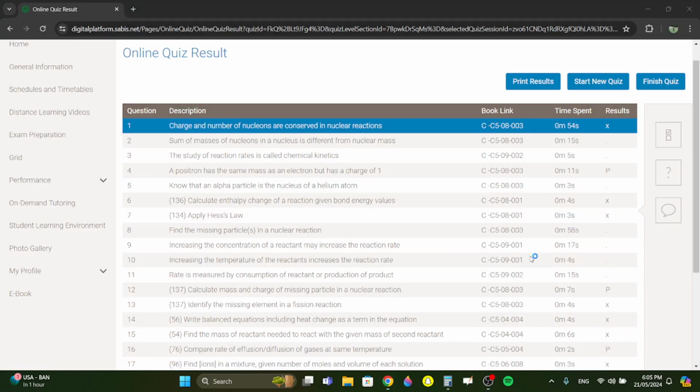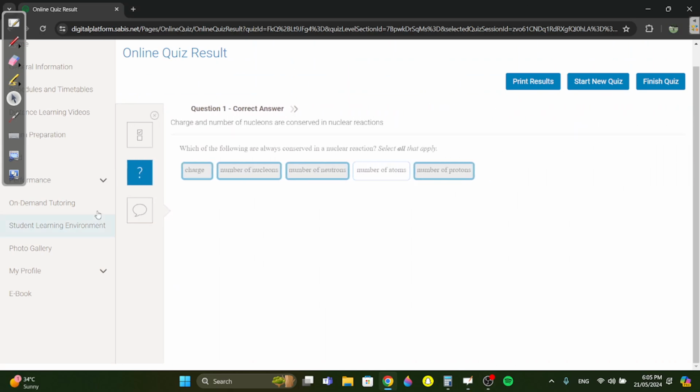Okay, this is term 3, week 6, chemistry CA. I'm going to start quickly. What is always conserved in any nuclear reaction?